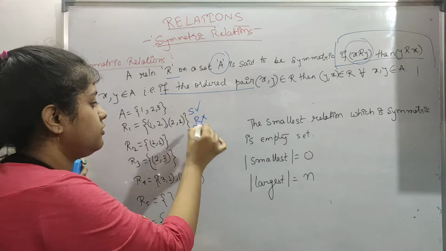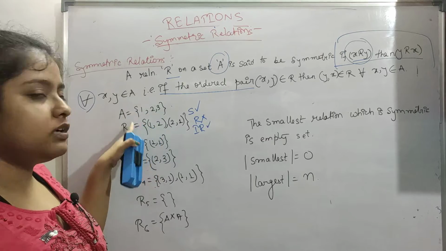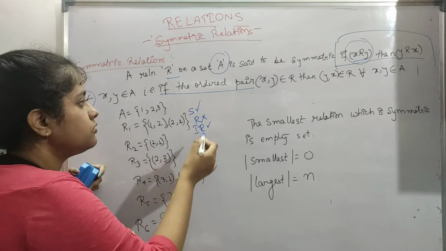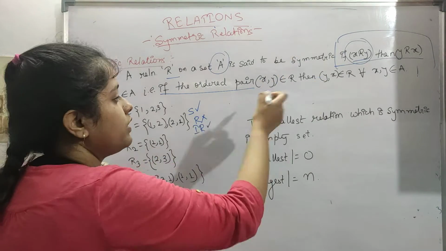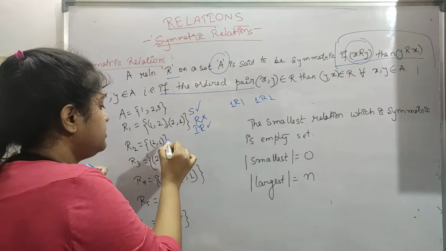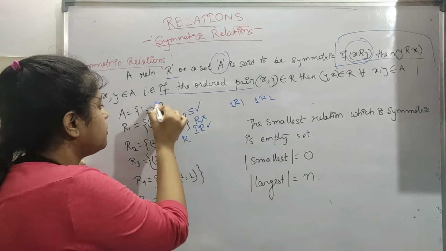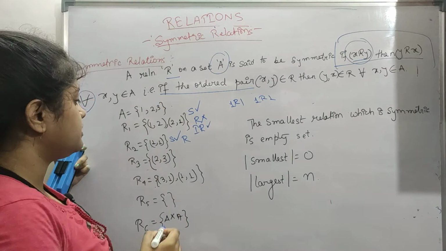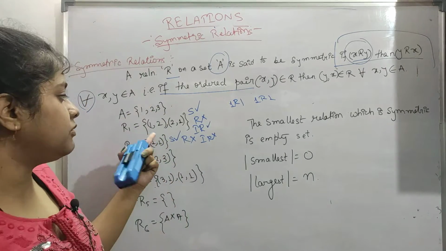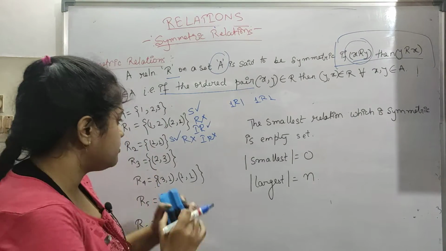Is it irreflexive or not? What do you think? It is irreflexive because none of these are present, (1, 1), (2, 2), (3, 3), nothing is present. Next, R2 has (1, 1). It is X related to Y, so 1 is related to 1, and the opposite will be 1 related to 1 only, so this is symmetric. Is it reflexive? No, because (2, 2) and (3, 3) also have to be present. Is it irreflexive? No, because if any element related to itself is present, then it is not irreflexive. So this is also false.